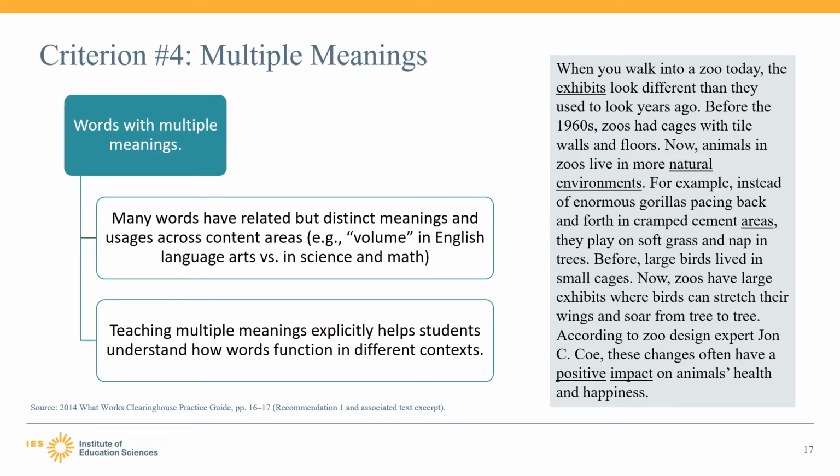The fourth criterion lays most of the emphasis on those multiple meanings. Instead of having cross-content utility, there are words that have importantly differing multiple meanings. Lots of words have related but distinct meanings and usages around content areas like area, as I talked about before, but also volume in English language arts versus science and math. And if we teach these multiple meanings explicitly, that can help students understand how words function in different contexts. And again, the words that are underlined here fall into this category where, depending on the subject that you're discussing and the content area that you're in, they may have different meanings.